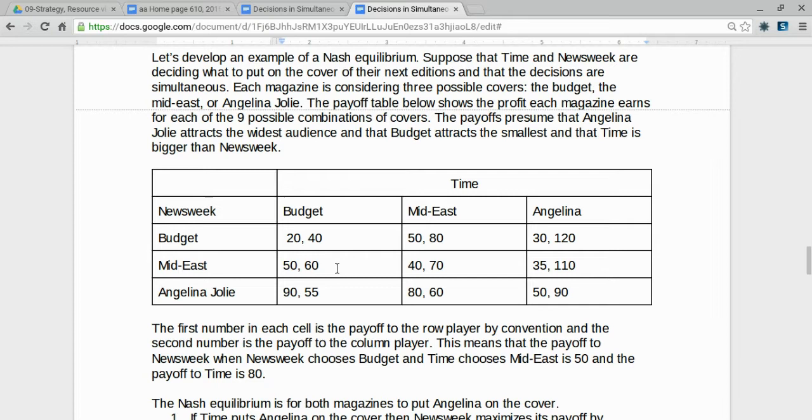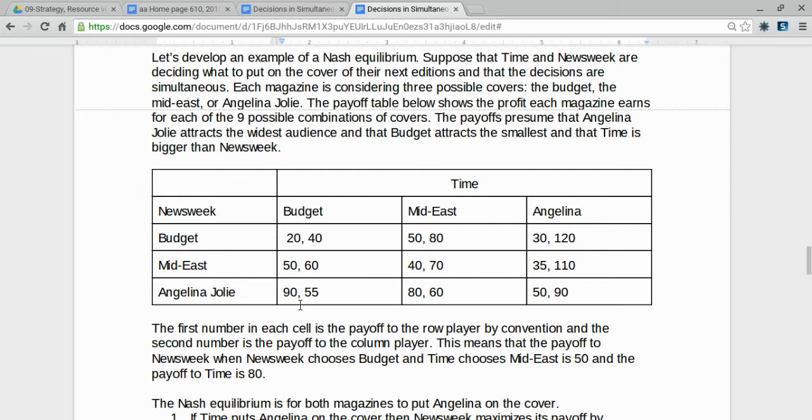The payoffs in these cells indicate the payoffs to both players. If Time chooses Budget and Newsweek chooses Mideast, the payoffs are 50-60. Newsweek will get a profit or payoff of 50, and Time will get a payoff of 60. Let's identify the Nash equilibrium. To do that, we're going to say, what's the best thing for Newsweek to do when Time chooses Budget, when Time chooses Mideast, and when Time chooses Angelina? And then we're going to flip the question around: what's the best for Time to do when Newsweek chooses Budget, Newsweek chooses Mideast, or Newsweek chooses Angelina Jolie?